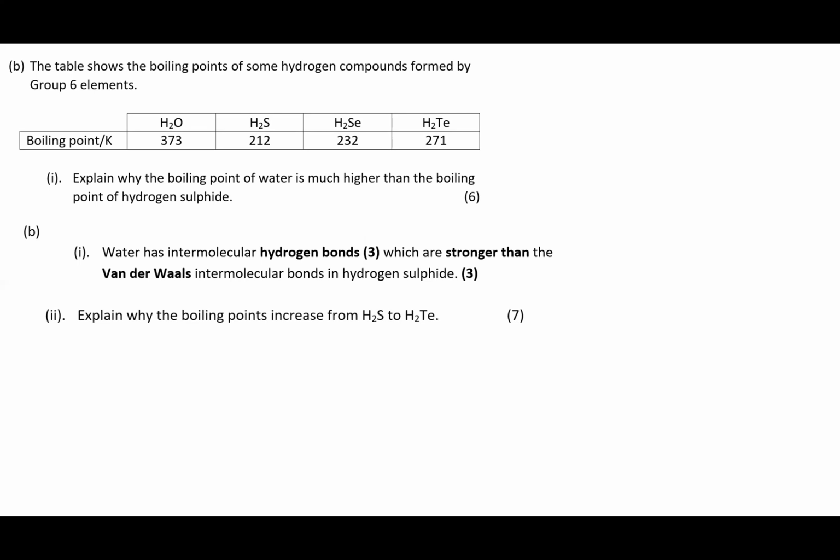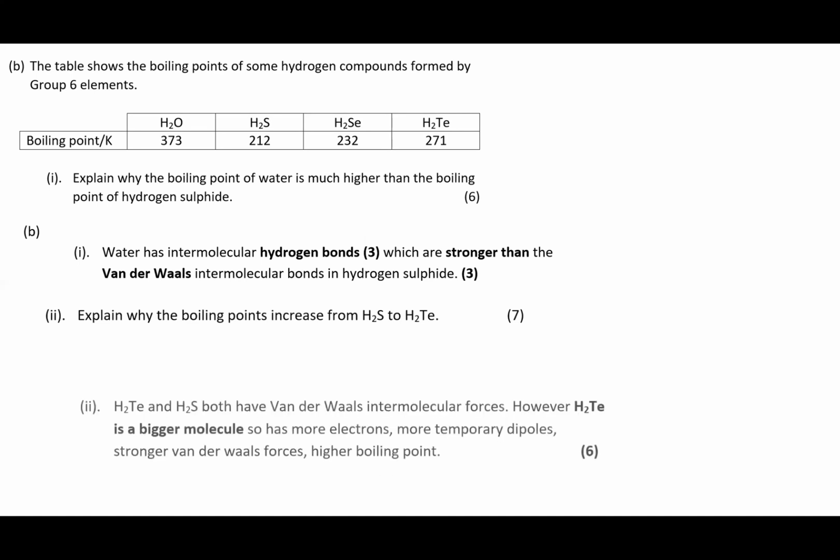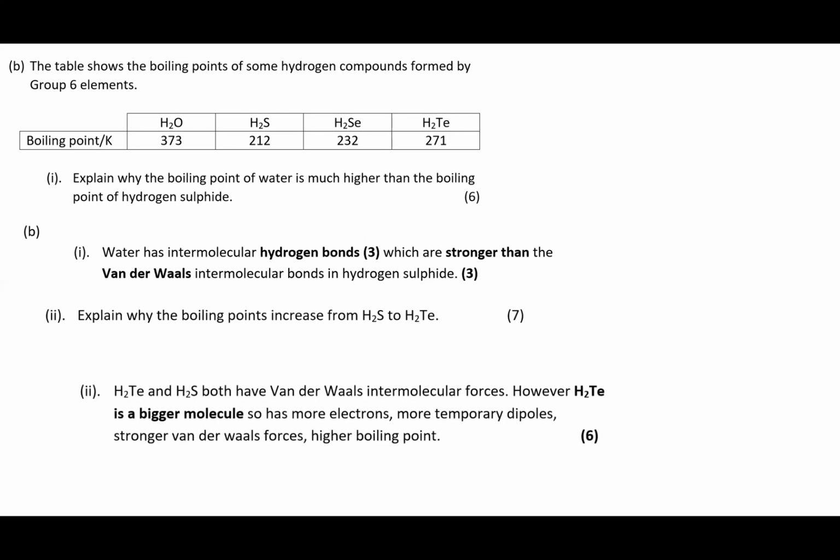Explain why the boiling points increase from H2Se to H2Te. So they both have van der Waals forces, but H2Te is a bigger molecule or a larger molecule, so it has a higher boiling point. And the explanation is given there, but if you mention the fact that it's bigger or larger, higher relative atomic or molecular mass, whatever the case may be, that's 6 marks.